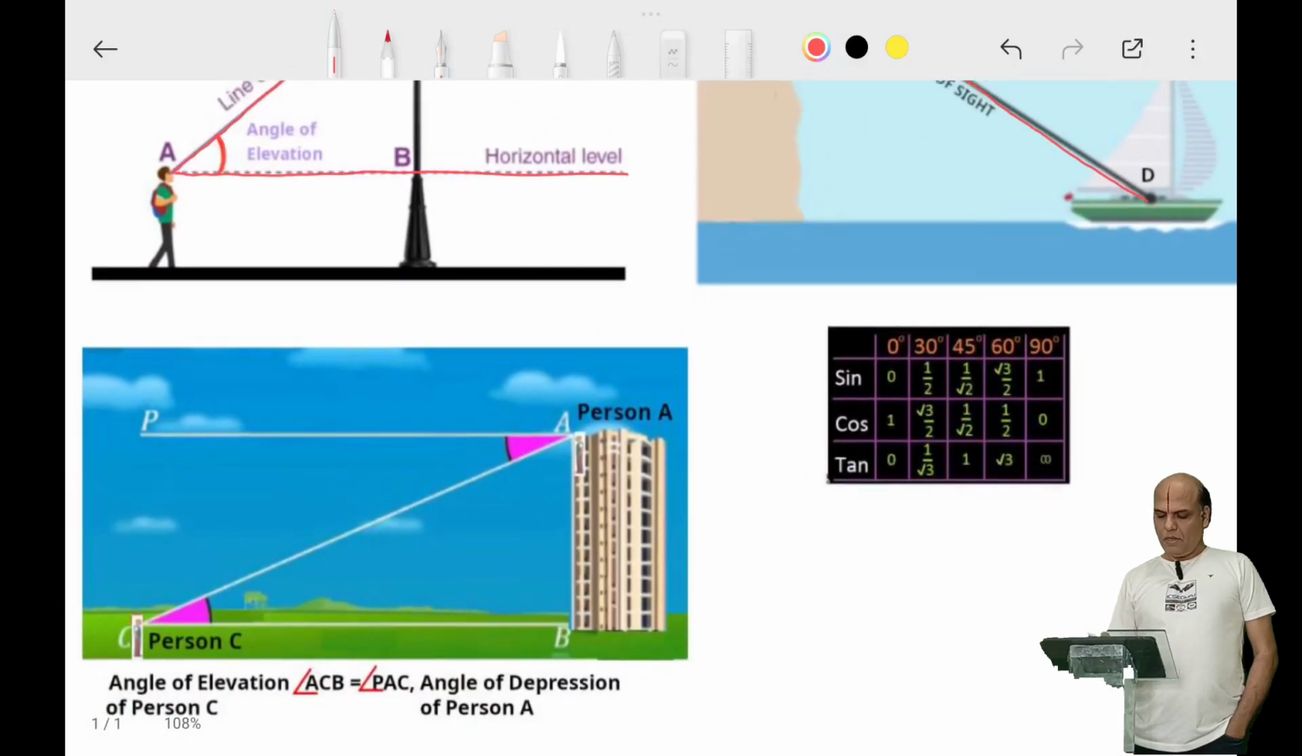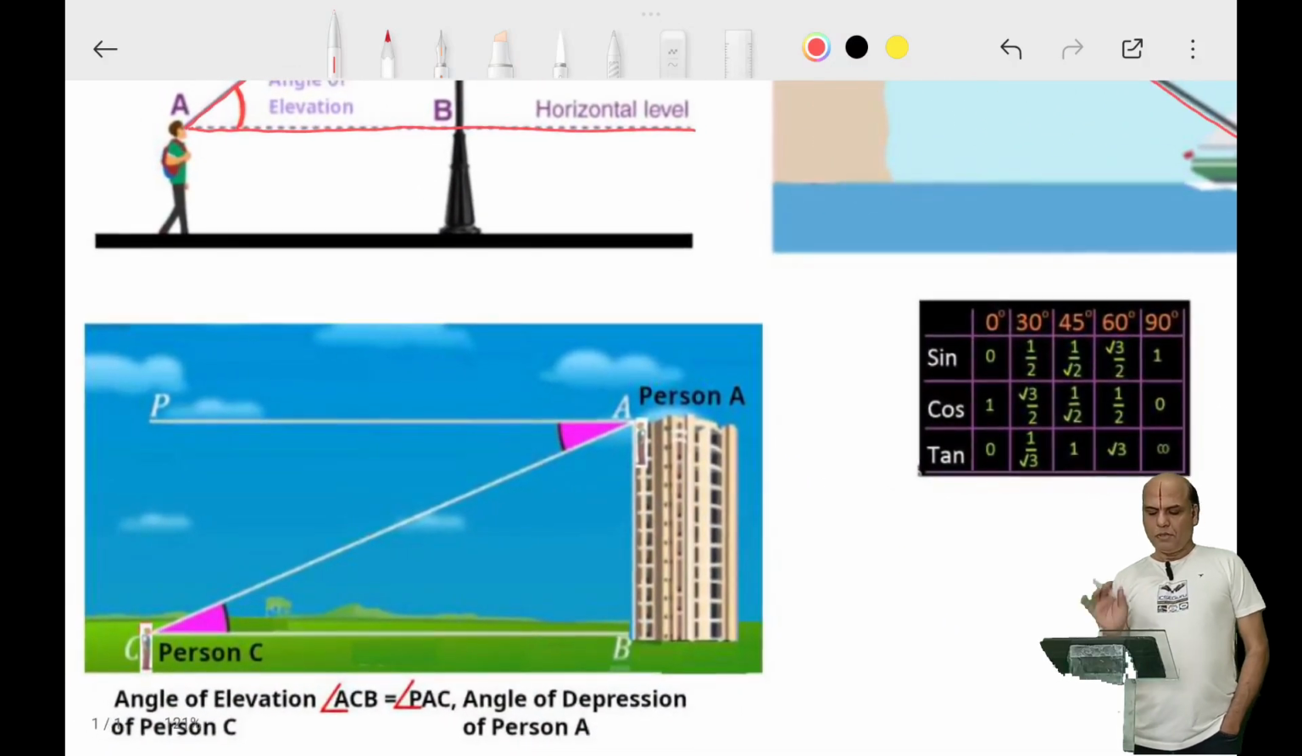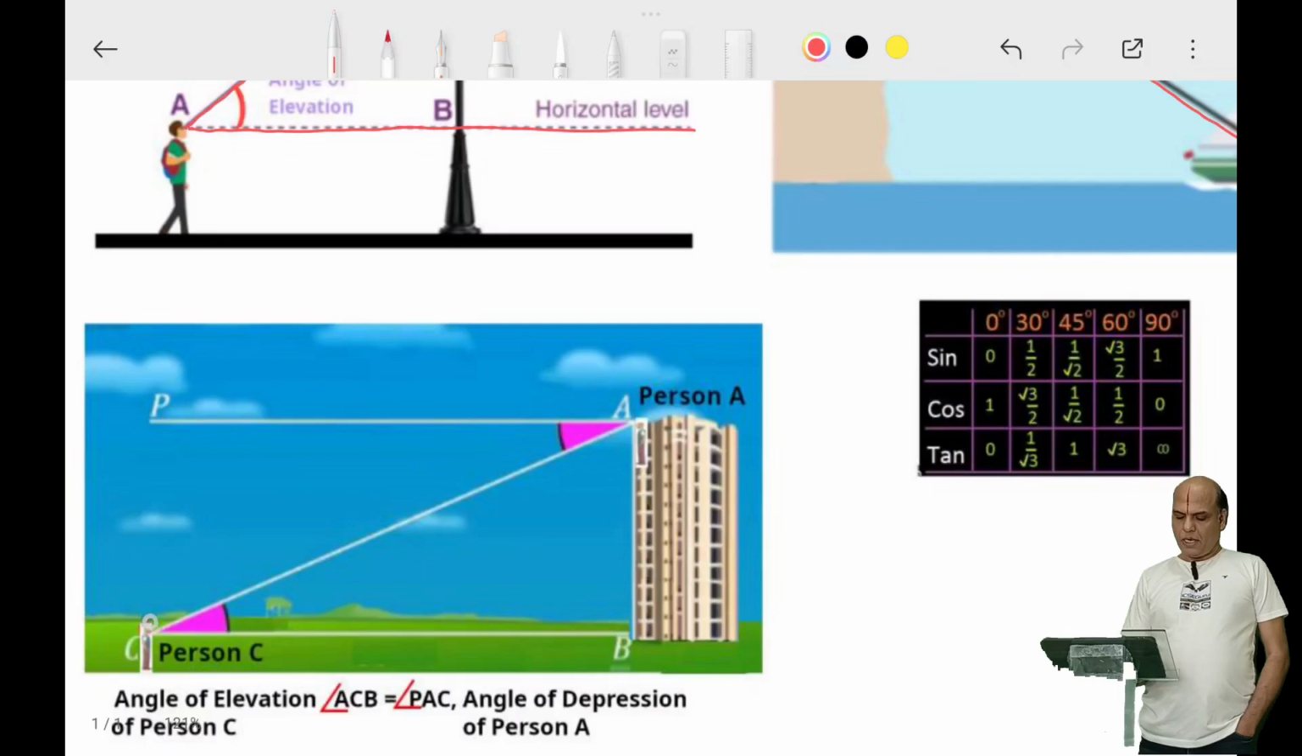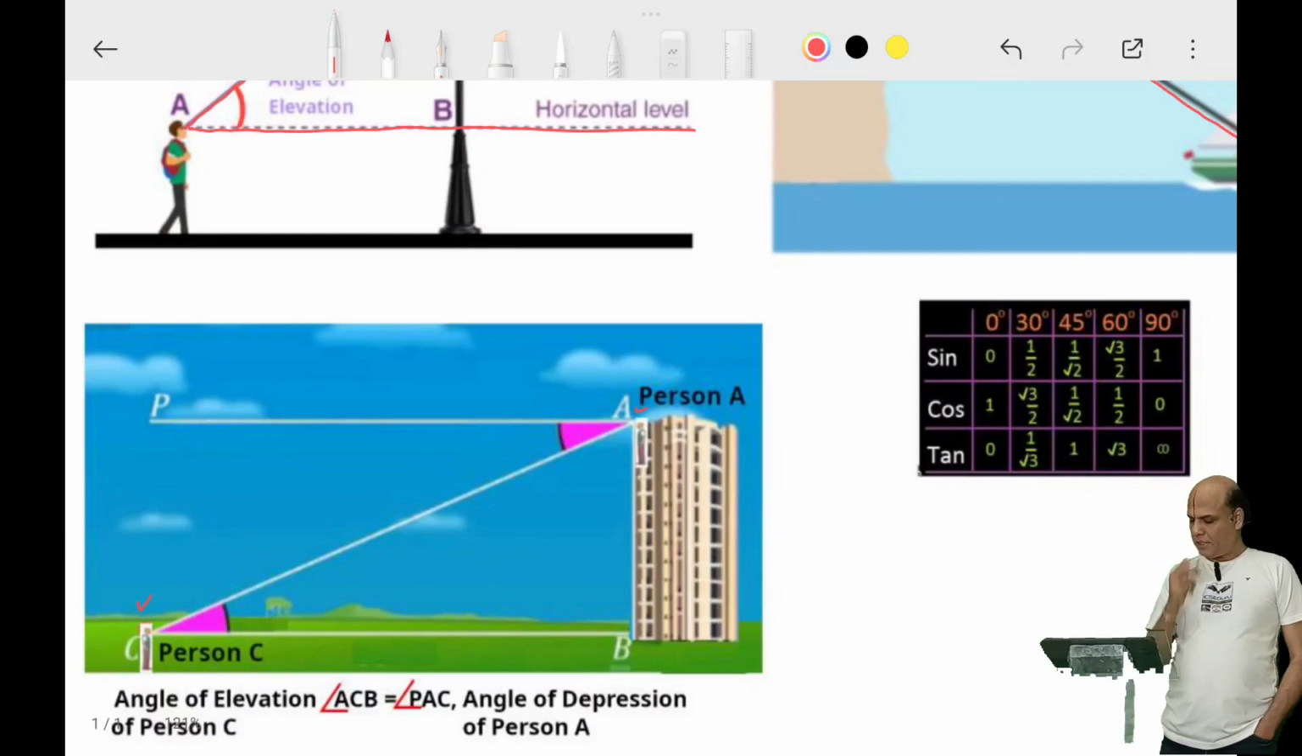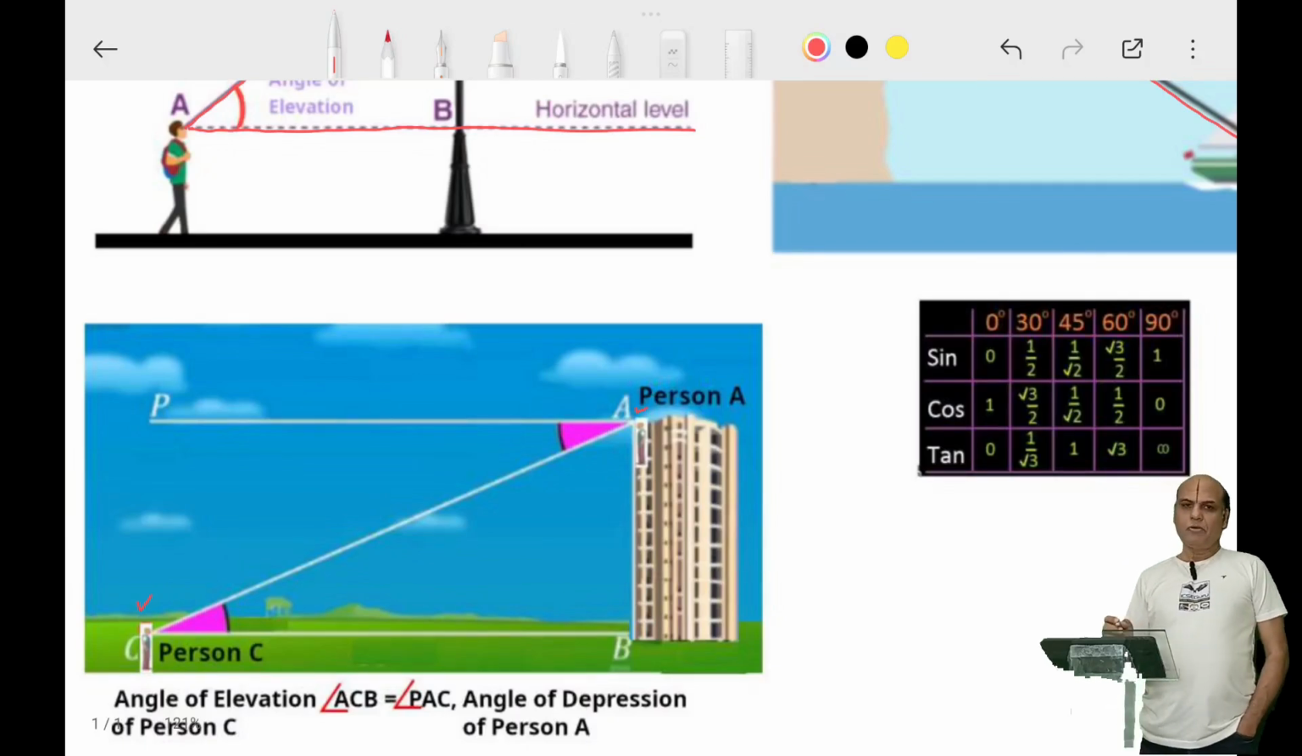Okay. Now consider two observers, one on the ground as shown here and another in a flat or on the top of a building as shown here. Suppose they are looking at each other.